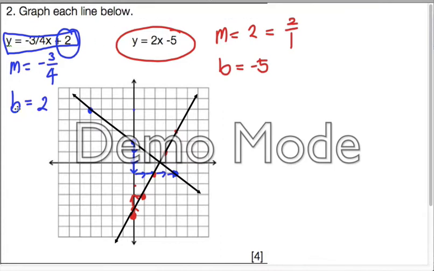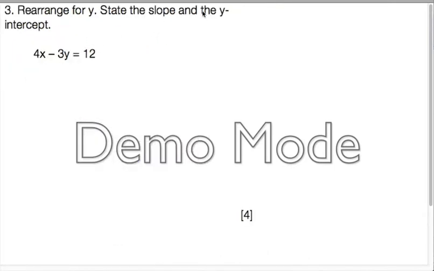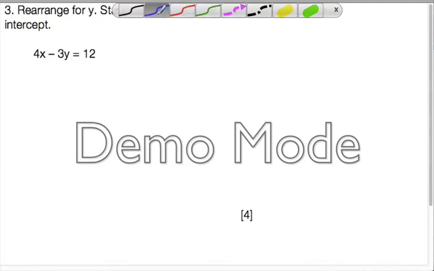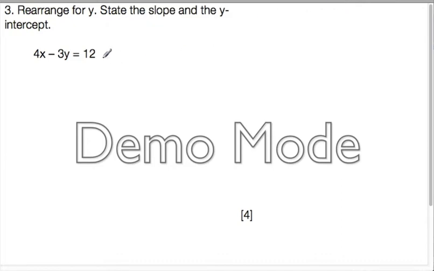Number 3. Rearrange for y, and then state the slope and y-intercept. Okay, the first thing we have to do is move the 4x to the other side. So I'm going to do minus 4x and minus 4x from both sides. So I get negative 3y is equal to negative 4x plus 12.